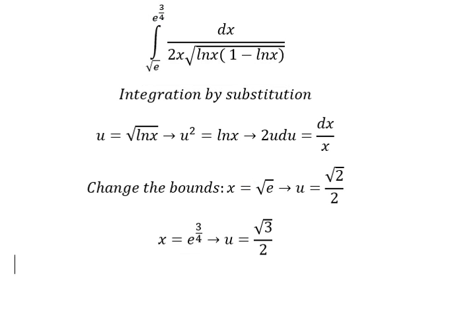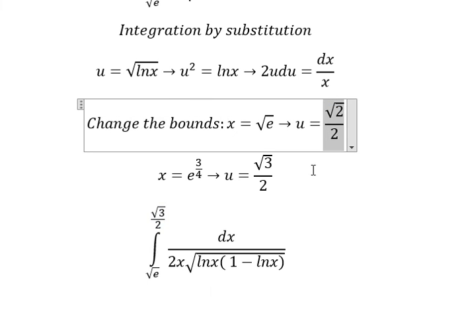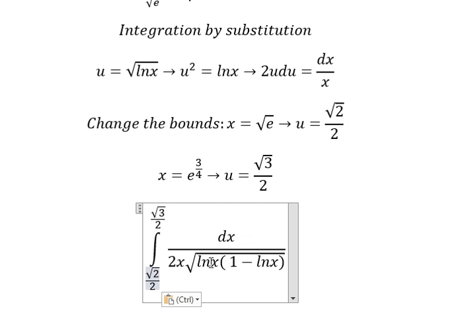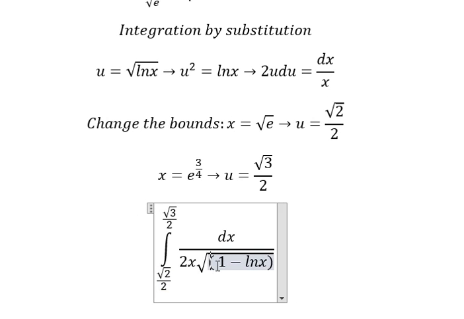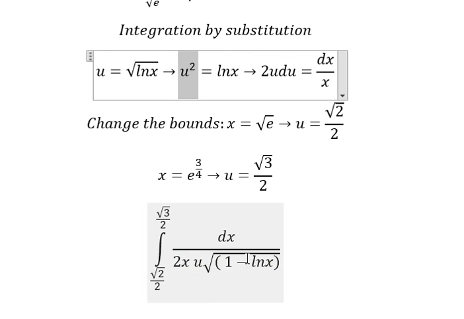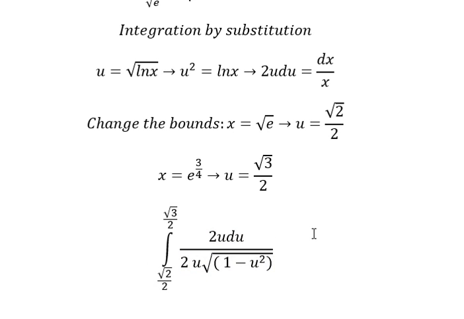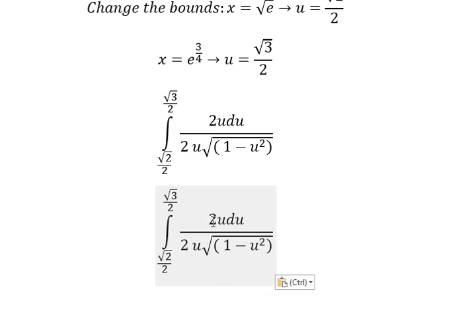And now this one we change by this one. The square root of ln s, we change by u. The ds over s we change by 2u du. Now 2u divided by 2u.